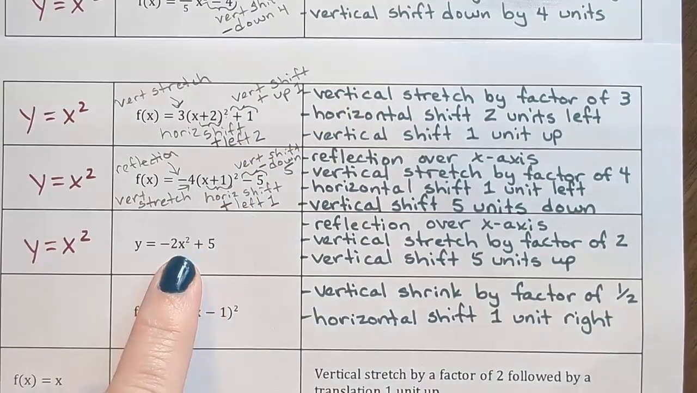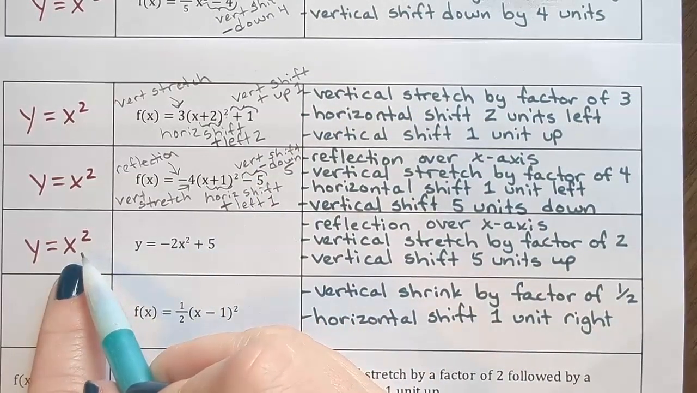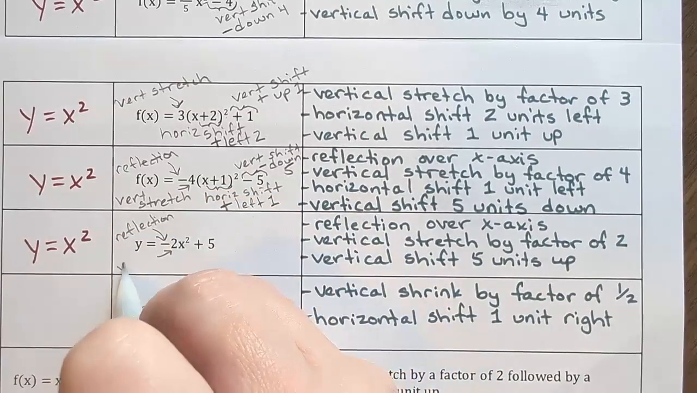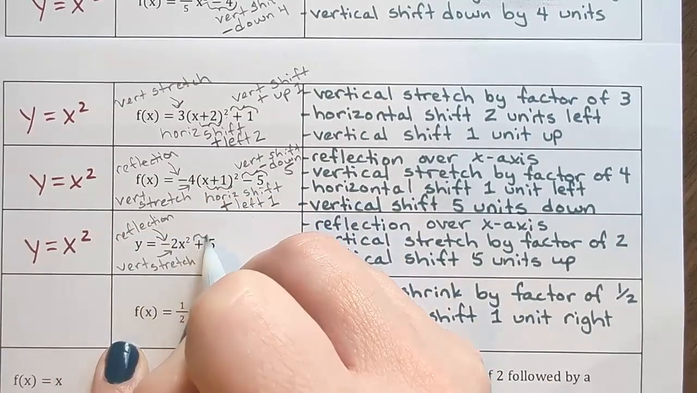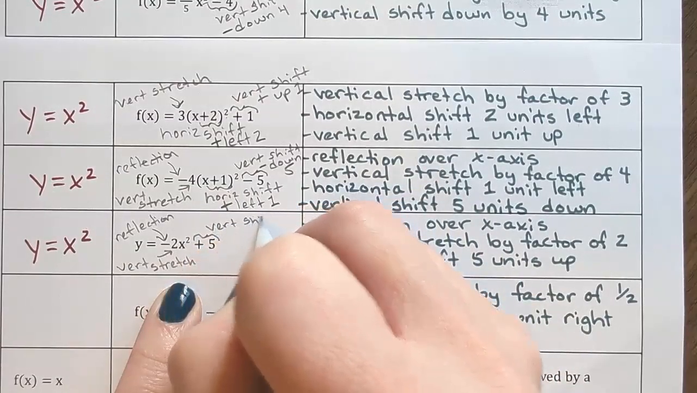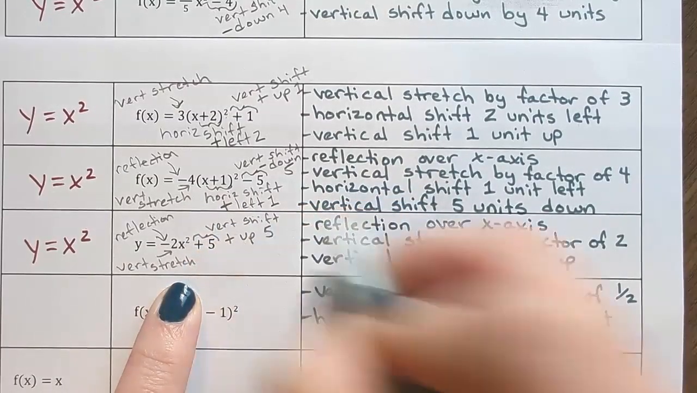Here, because we have a squared, that means this is y equals x squared. We have a reflection. That 2 means a vertical stretch, and then this 5 affects the y-intercept, so it's going to be a vertical shift, and then the positive means up 5 units.